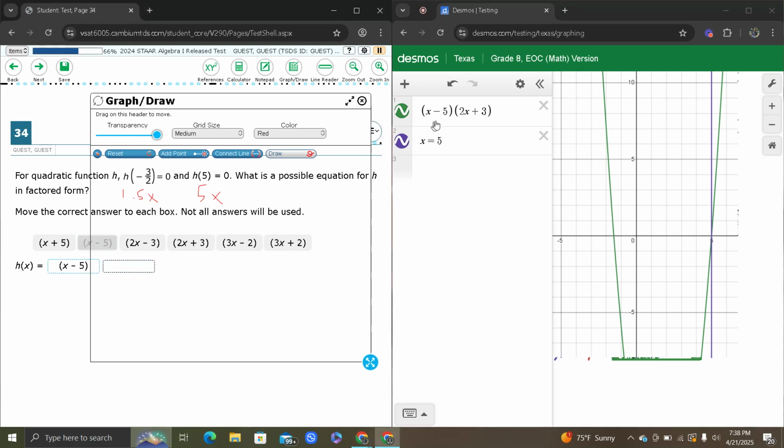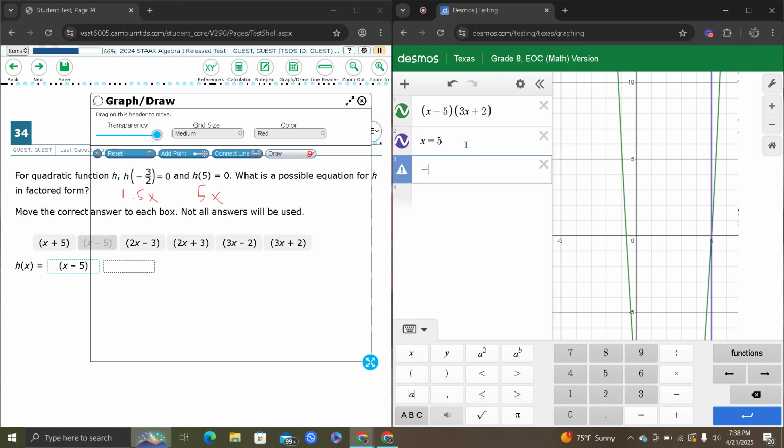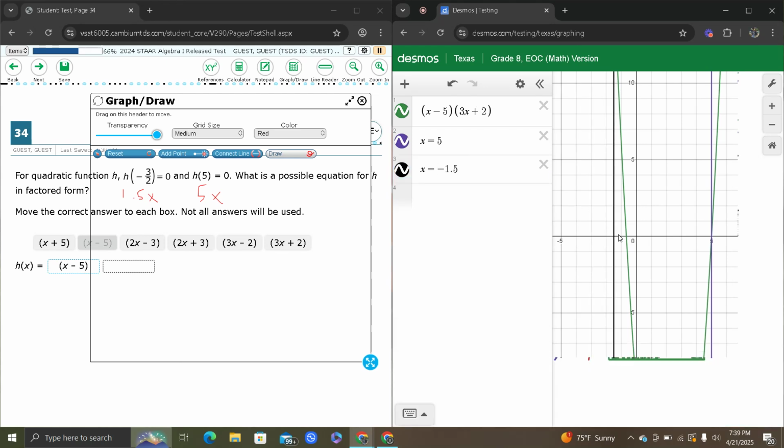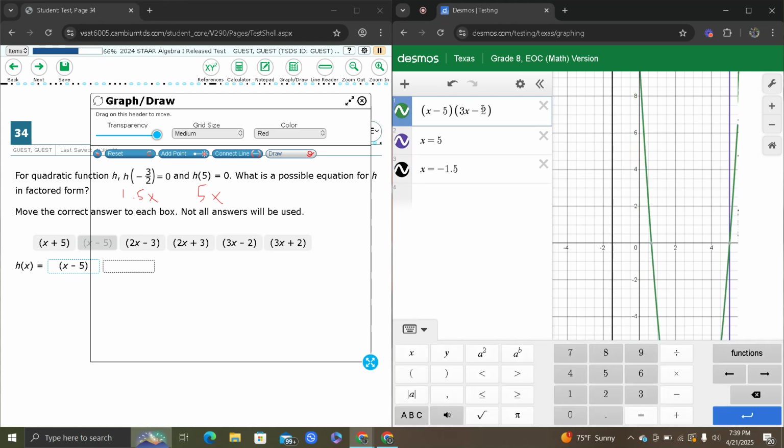So if it's not 2x plus 3, let's try 3x plus 2. Is this going to give us -1.5x? And it doesn't, so therefore, if it doesn't give us this, is it not subtracting? No, so it has to be like 2x plus 3. There it is. So it's going to be 2x plus 3 and x minus 5.